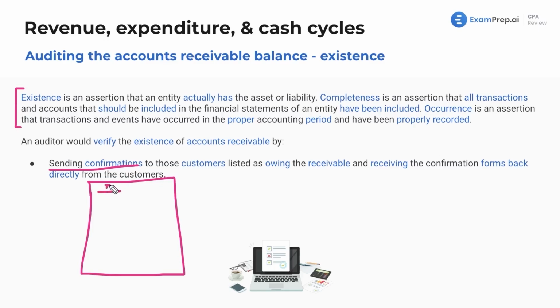And that's important for accuracy because it would be very easy for the client to just create a bunch of fake sales, a bunch of fake receivables. And what are receivables? They're assets. So there's an inclination to want to overstate assets.